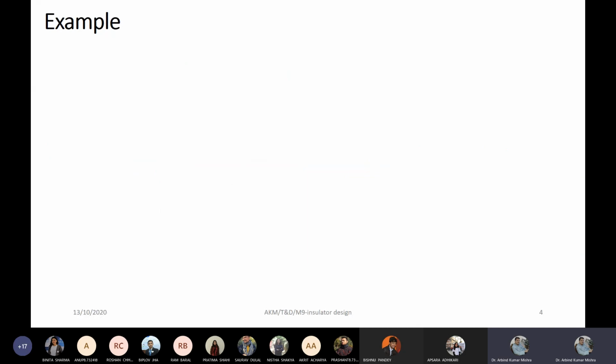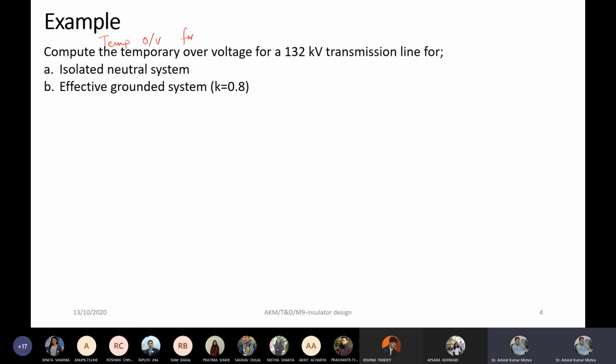So now I want to give you an example to calculate the temporary overvoltage in general.